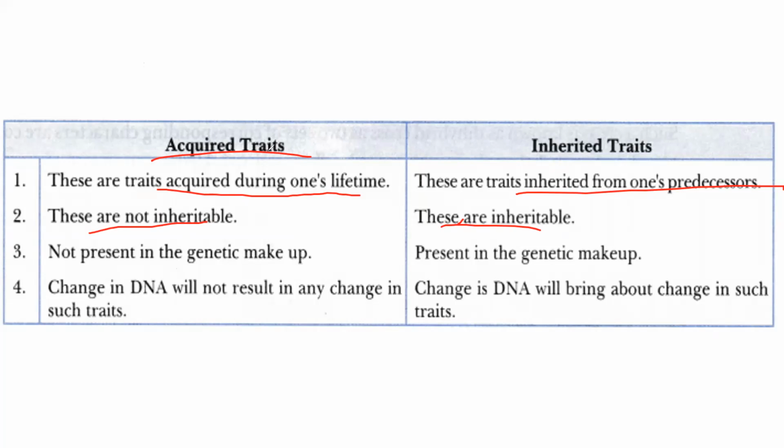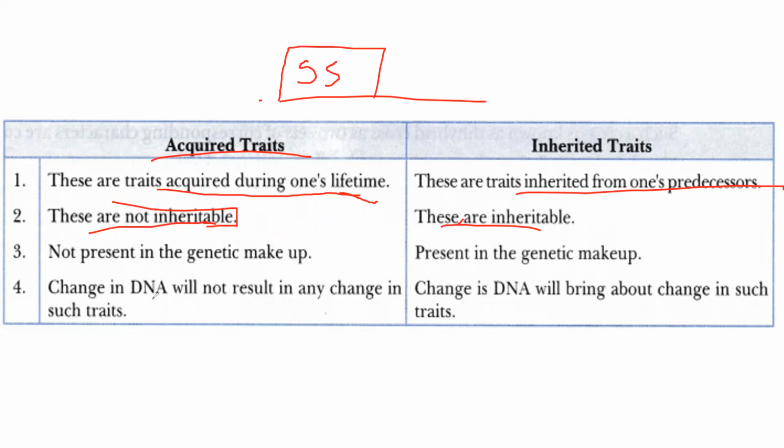Now singing. You went to singing classes in your childhood, and you have acquired this trait to sing properly, and you're really famous for it. Just because you can sing, that doesn't mean that your offspring can sing. So it's not inheritable. Also, you do not have a specific genotype called singing. Since this is not a genotype, it's not going to get transferred to your offspring.